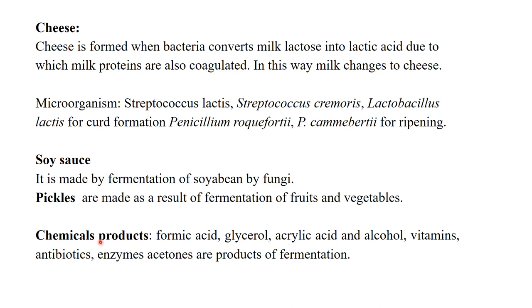Chemical products are also called metabolic products. Metabolic products are the normal products of the microorganisms, produced and extracted by downstream processing. These are formic acid, the most important microbial products, also called metabolic products, glycerol, acrylic acid, alcohol, vitamins, antibiotics, enzymes, and acetone. And these are products of fermentation. So these are the metabolic products obtained from different types of bacteria by using the fermentation process.